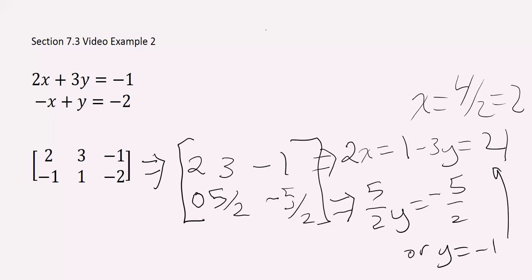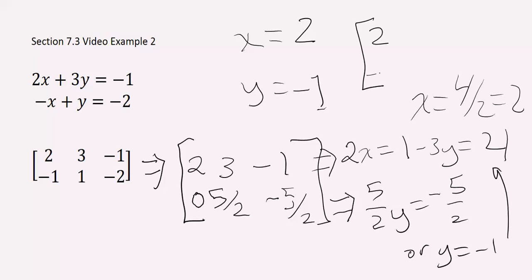So our solution is x equals 2 and y is equal to -1, and we can represent that as a solution vector of 2, -1. Oops, I didn't draw that very well. 2 and -1, and that's our solution vector.